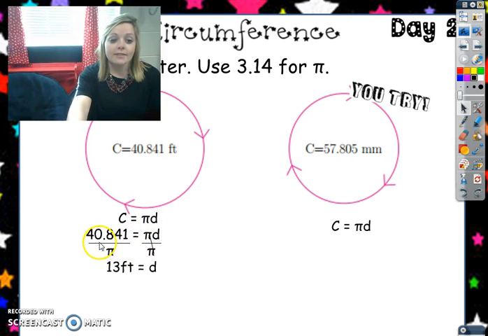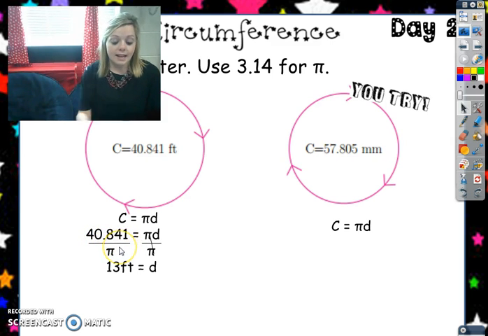So we can see here that 40.841 replaces C, equals pi times the diameter. Now we're solving for D. We want to know what the diameter is, so we have to get D by itself. In order to solve for D, the pi has to go. So we're going to do the inverse operation, which is dividing by pi on both sides. So you'll see that's here.